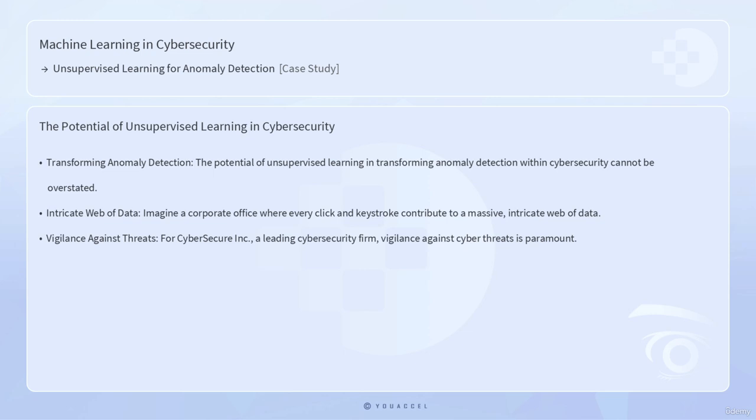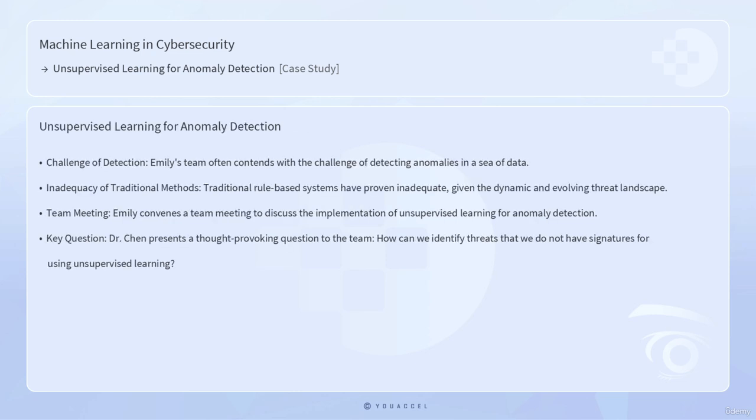Dr. Emily Chen, the chief data scientist, has been tasked with enhancing the company's cybersecurity defenses using machine learning techniques. Emily's team often contends with the challenge of detecting anomalies in a sea of data. Traditional rule-based systems have proven inadequate given the dynamic and evolving threat landscape. Emily convenes a team meeting to discuss the implementation of unsupervised learning for anomaly detection.